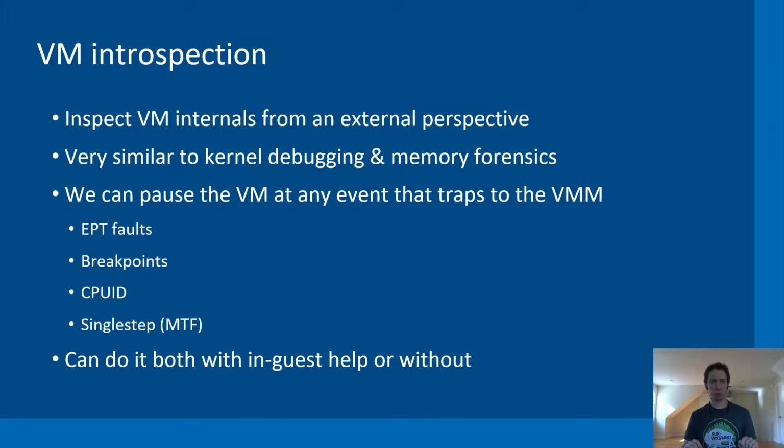There is a bunch of events that you can configure using the hypervisor to trap and pause the system, such as EPT faults, breakpoints, CPUID, and single stepping. There are a bunch of others that can be configured, but these four we will actually be using quite heavily in our fuzzing exercises.